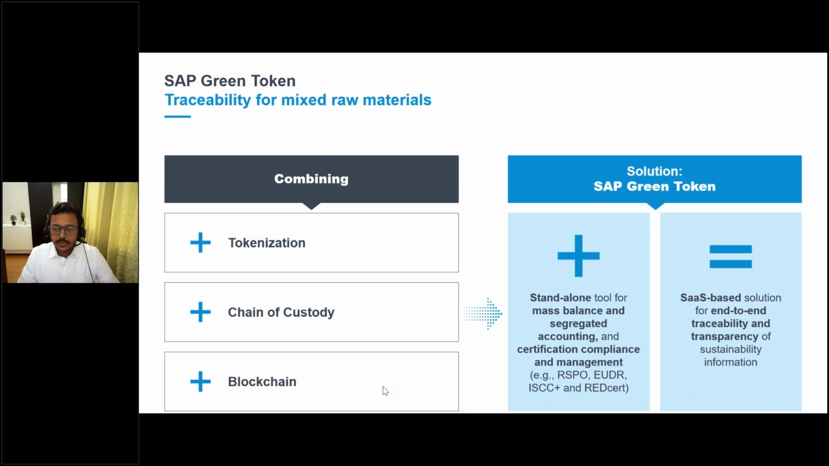And as a solution, Green Token tries to give you an open platform to basically model and target different compliances that you might need in that industry. So for example, European deforestation regulations, the EUDR, is something that's coming up by end of this year, making it mandatory for certain types of products to have all of these attributes being captured. And this can also work with other types of certifications such as ISCC, Red Cert, and so on.